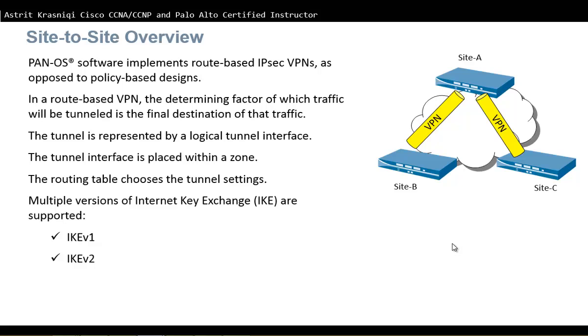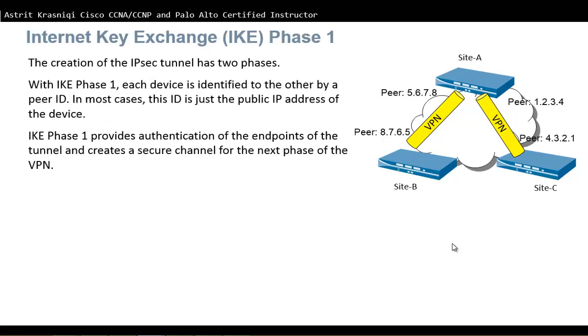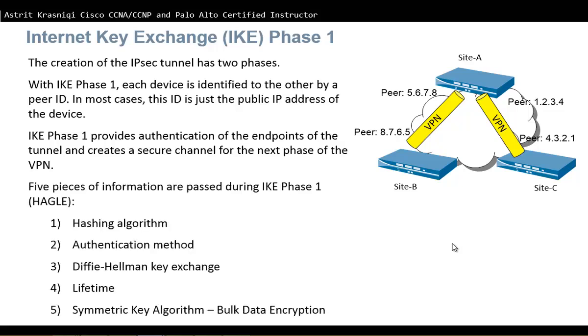Now, Palo Alto Networks operating system does support two versions of Internet Key Exchange, which are Internet Key Exchange version 1 and IKEv2, or just IKE, IKEv2. Now, Internet Key Exchange phase 1, so there are two phases to creating the IPsec tunnel. In phase 1, we are just identifying the peers, making sure that they are who they say they are. And usually this identification happens with just the IP address. IKE phase 1 provides authentication of the endpoints of the tunnel and creates a secure channel for the next phase of the VPN. And the peers will exchange these 5 pieces of information.